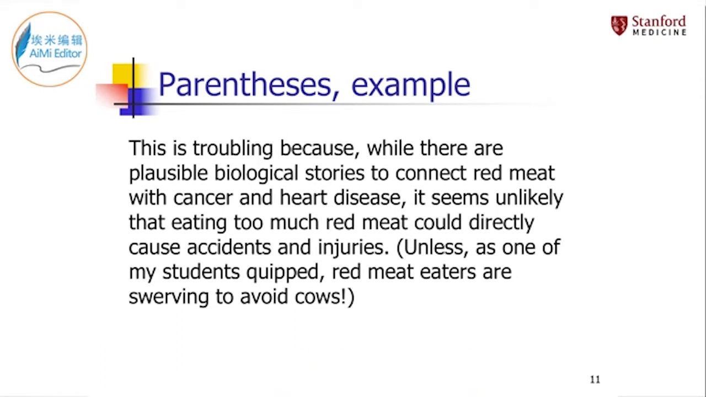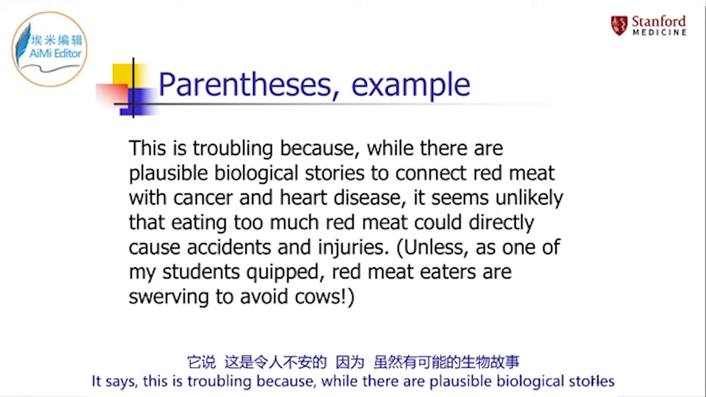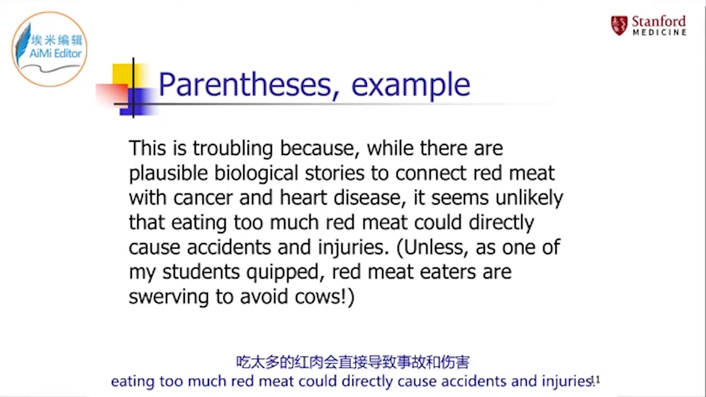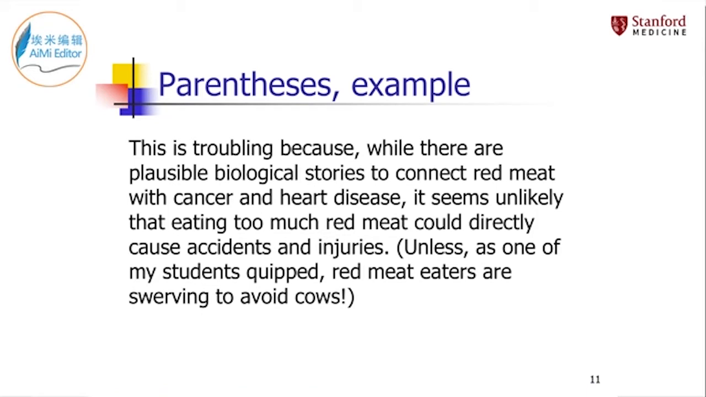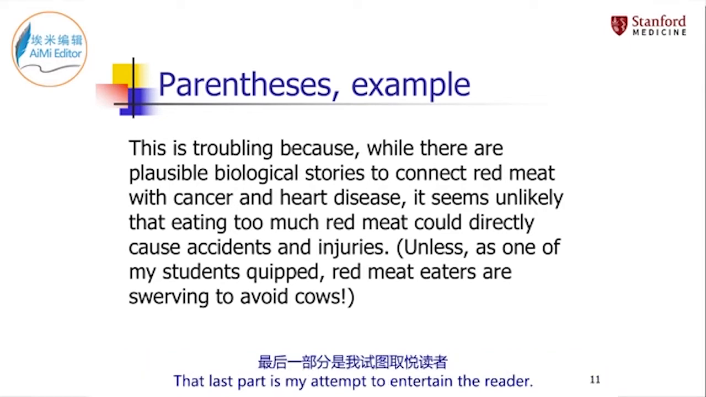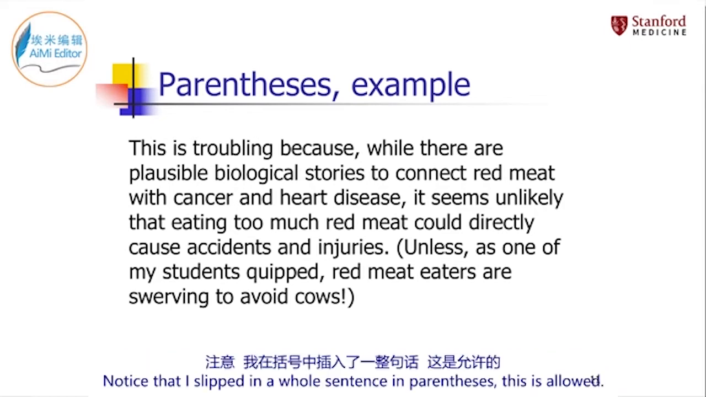It says, this is troubling because while there are plausible biological stories to connect red meat with cancer and heart disease, it seems unlikely that eating too much red meat could directly cause accidents and injuries. Unless, as one of my students quipped, red meat eaters are swerving to avoid cows. That last part is my attempt to entertain the reader. Notice that I slipped in a whole sentence in parentheses. This is allowed.